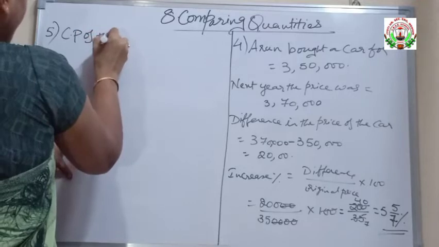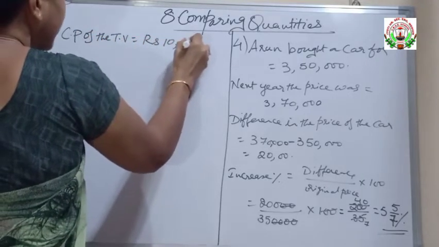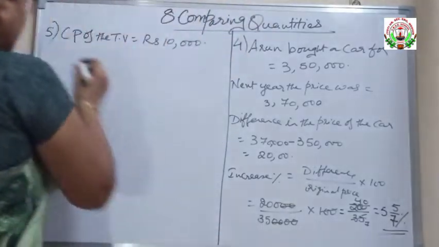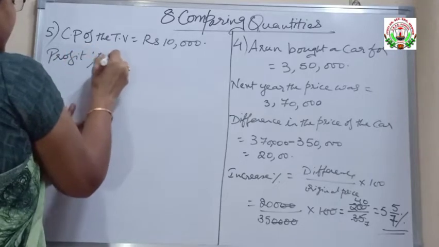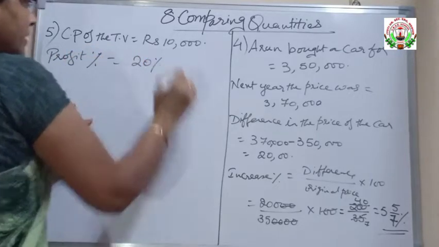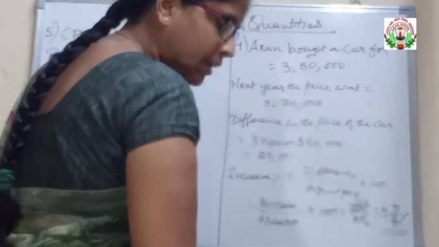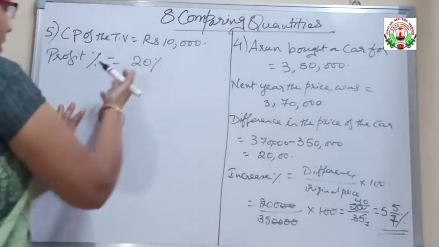CP of the TV is equal to rupees 10,000. And they have given the profit percent. Profit percent is equal to 20%. And they are asking how much money do I get for it, which means they are asking the selling price of the TV.